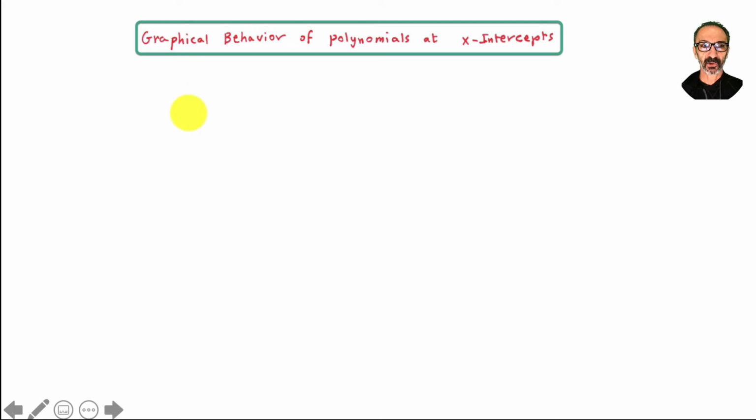Let's talk about graphical behavior of polynomials at x-intercepts, which is an interesting topic because in lower math we don't discuss that at all. We just look for the zeros where it crosses the x-axis, but it's more than that.